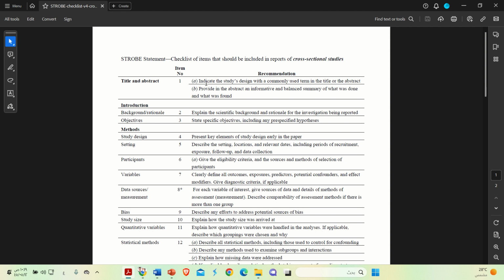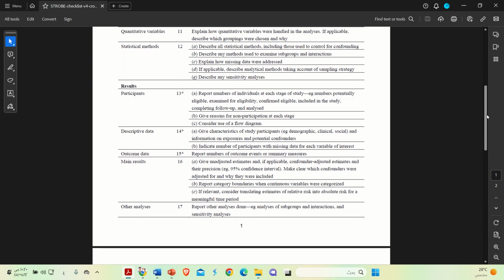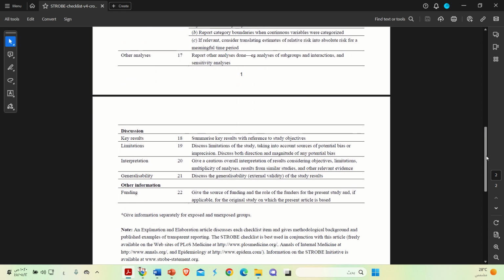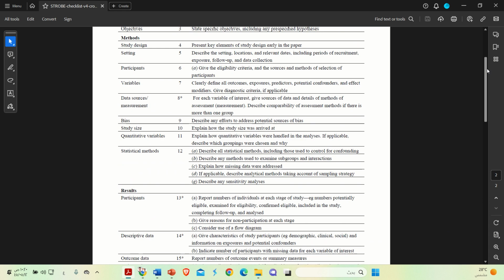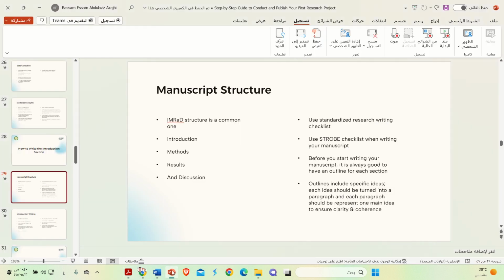So for the title and abstract, they have 2 recommendations here. You can mention the study design, whether in the title or in the abstract. You can also provide in the abstract an informative and balanced summary of what was done and what was found. The introduction has 2 recommendations for the background rationale and the objective. The same thing for the methods, it has different recommendations regarding each factor. The same thing with the results section, as well as the discussion. So we'll go over them once we go over how to write the manuscript as well. So let's go back.